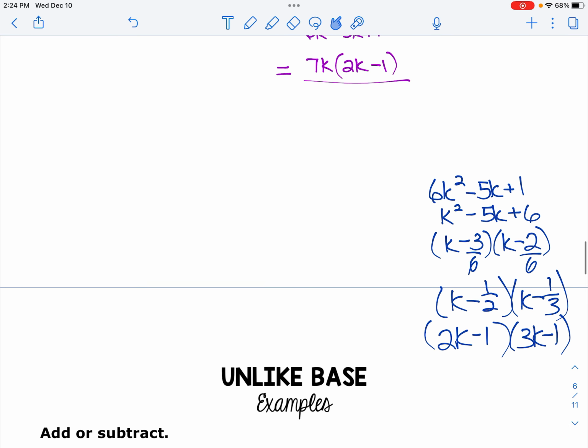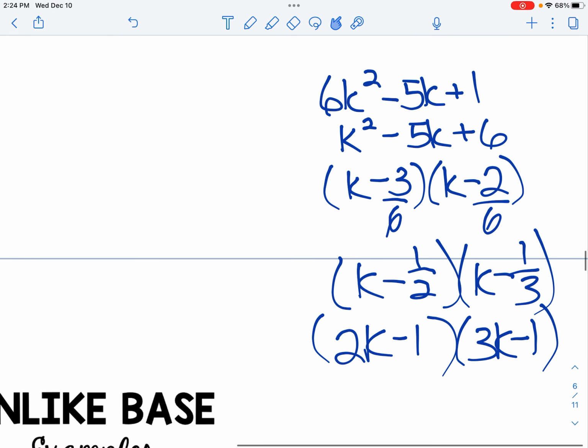I'm just going to show it to you there. I'm going to write without the 6 in front, right here. And then 6 times 1 is 6, so that goes right here. Two numbers that multiply to be 6, but add up to be negative 5. Be careful. It would be k minus 3, k minus 2. And then put your 6, your leading coefficient of 6 underneath there and reduce. You get k minus a half and k minus a third.